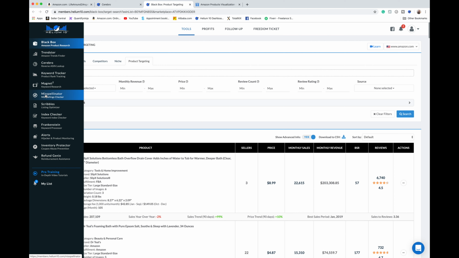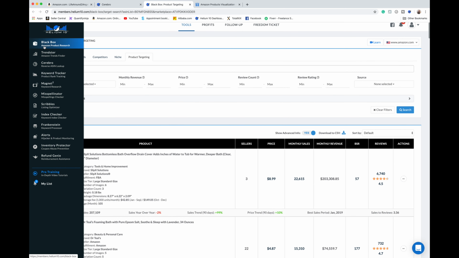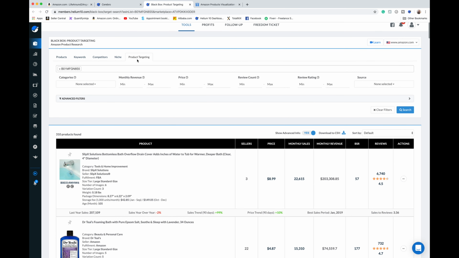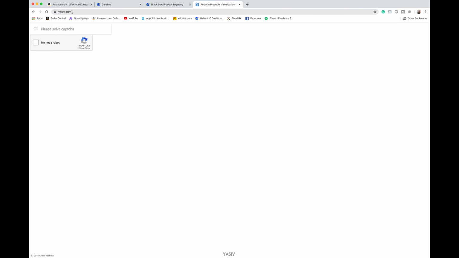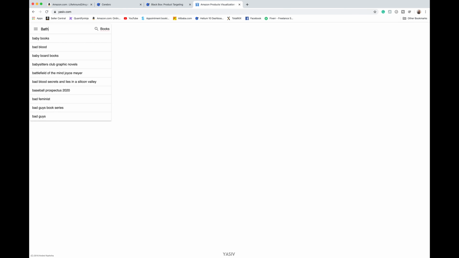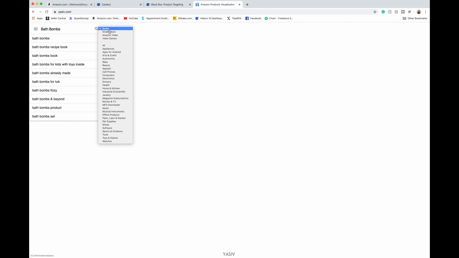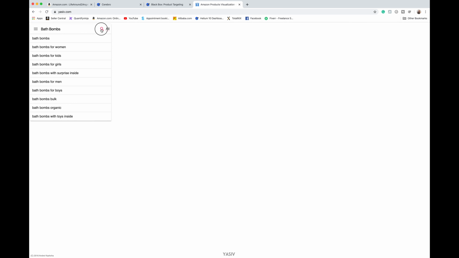Okay, so I went into Cerebro. You can also go into Black Box and put the ASIN in the product targeting. That's another way to find that. The second way to do that is to go to yasiv.com, and you can type in over here, bath bombs. Always on books, you want to change it to all and then click on search.